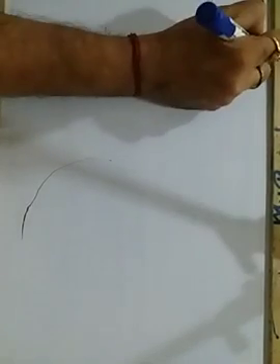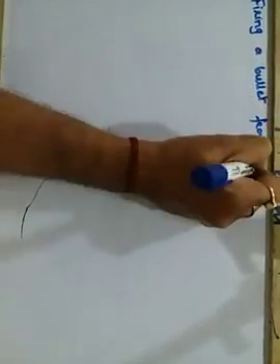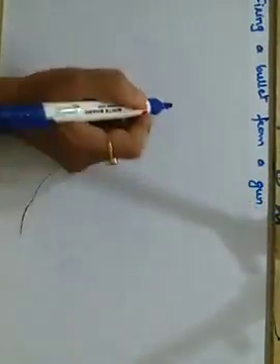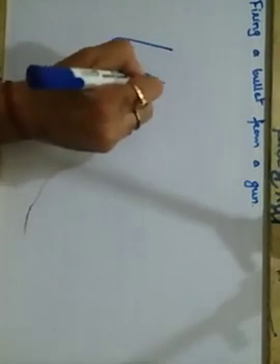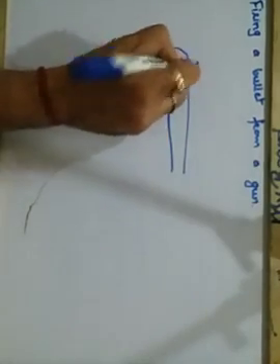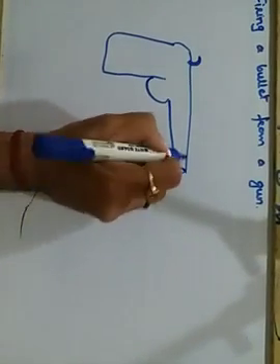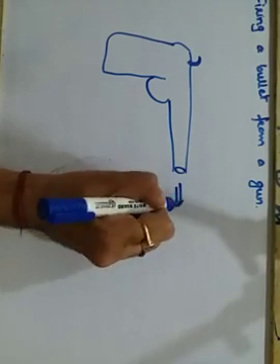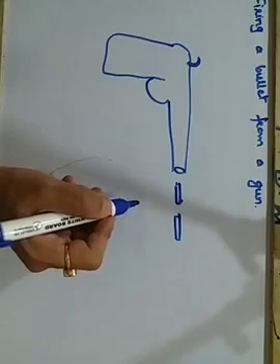The next example is about a gun. That is, if you are firing a bullet from a gun, what happens inside this? When a man fires a bullet from the gun, a force F is exerted on the bullet.